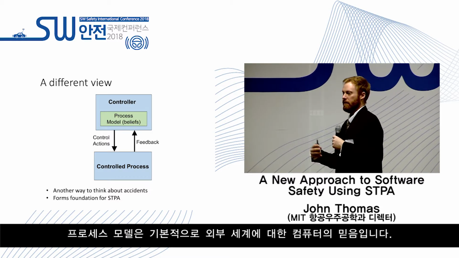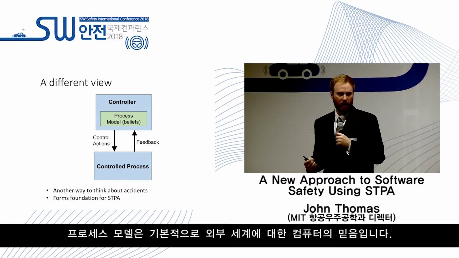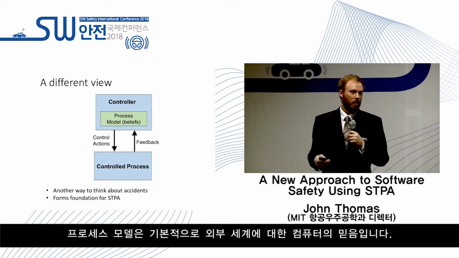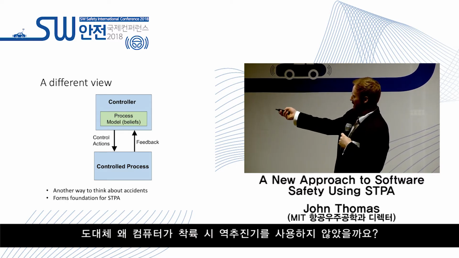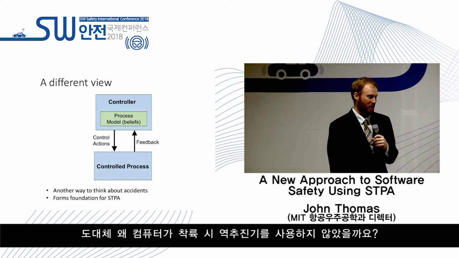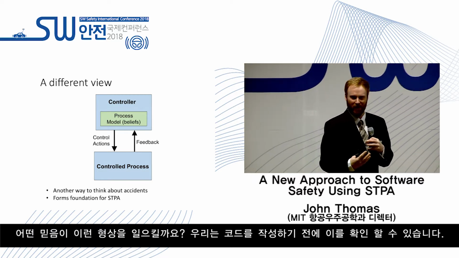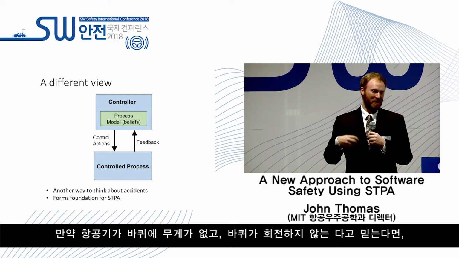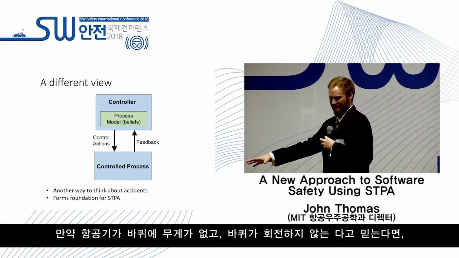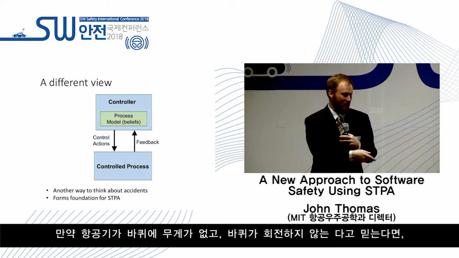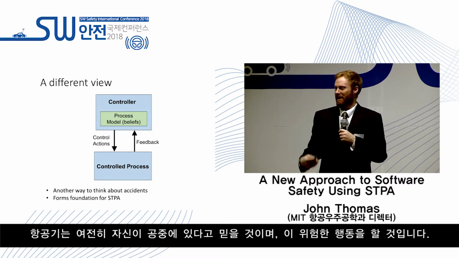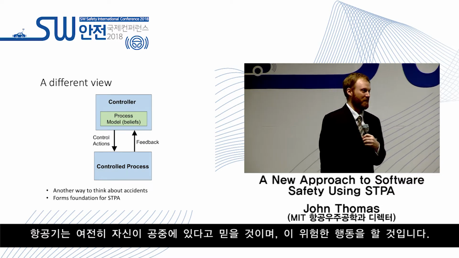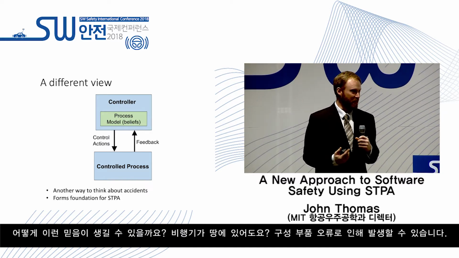Process model is basically the computer's belief about the outside world. Why in the world would a computer not deploy thrust reversers on landing? What kind of belief would cause this? Well, we can identify this before we write the code. If it believes that there's no weight on the wheels, if it believes that the wheels are not turning, then it will believe it's still in the air and it will do this unsafe thing. Well, how can those beliefs occur?